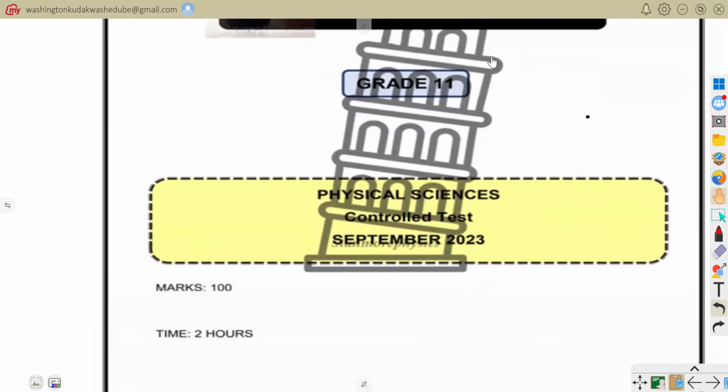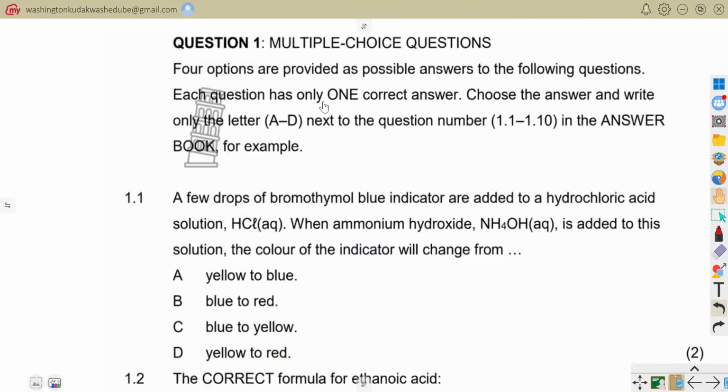So, good people, let's use this question paper as our revision guide. Whatsoever we do here is to help guide us in preparing for our exams. This question paper was a controlled test for September 2023. It carried 100 marks and was supposed to be written in what? In 2 hours. You will see that our question paper is divided into a section for multiple choice questions, and then a section with structured and open-ended questions. So let's get started with our multiple choice questions.